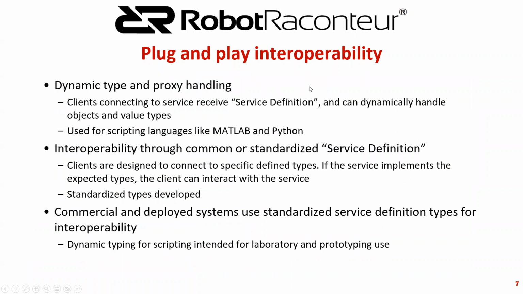There are two ways that Robot Raconteur handles plug and play. One is through dynamic type and proxy handling. When the client connects, it gets sent the service definition, and the client can then generate a proxy to talk to the object. This is used for scripting languages like MATLAB and Python. Or you can have standardized service definitions, which are basically static types. For a production device, you have clients designed to connect to specific types of devices. If a service implements that service type, then the device can talk to it. And we develop standardized types to allow for this. So these are the two ways that plug and play works in Robot Raconteur.